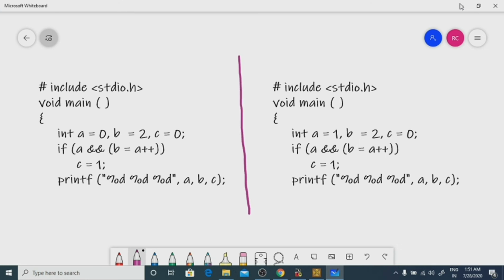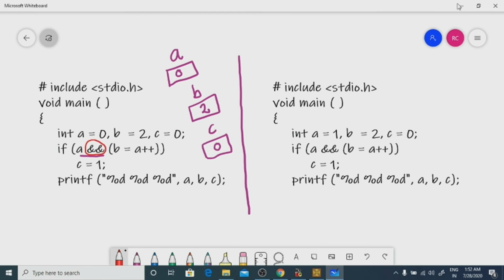Now memory will be allocated to A. Memory will be allocated to B. And memory will be allocated to C. And A is initialized with 0, B is initialized with 2, and C is initialized with 0. Now, if you observe here, within the if condition, A and. So here and is a logical and.